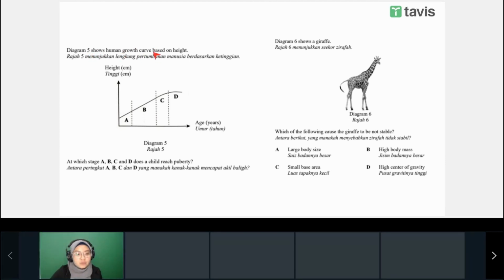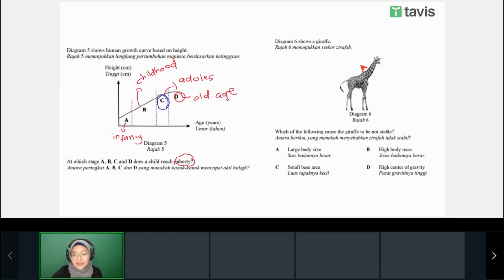Diagram 5 shows the human growth curve based on height. Okay. At which stage, A, B, C, and D, does the child reach puberty? Usually at the teenager stage, no? A for infancy stage. B for what? Childhood stage. And C for adolescent stage. Yeah, I can see that someone is answering C. Adolescence, we are reaching puberty when we are at adolescence. And D is what stage? Old age. So the correct answer is C, adolescence.